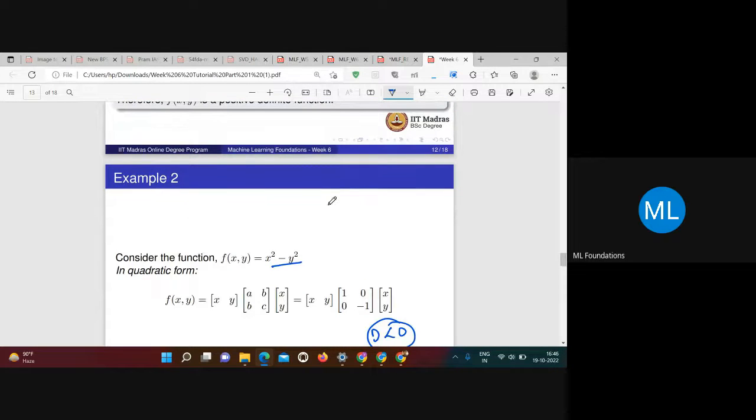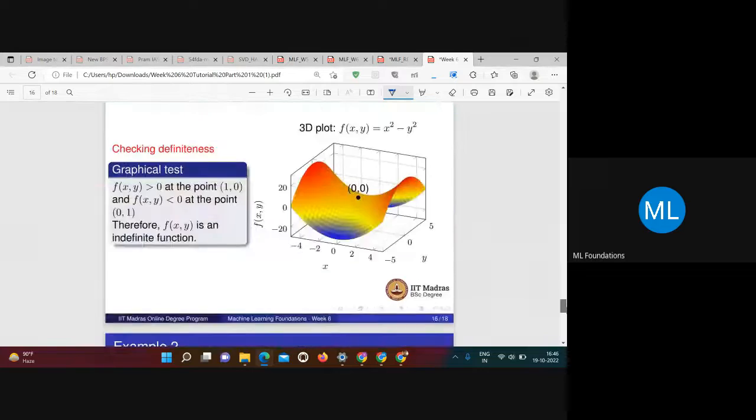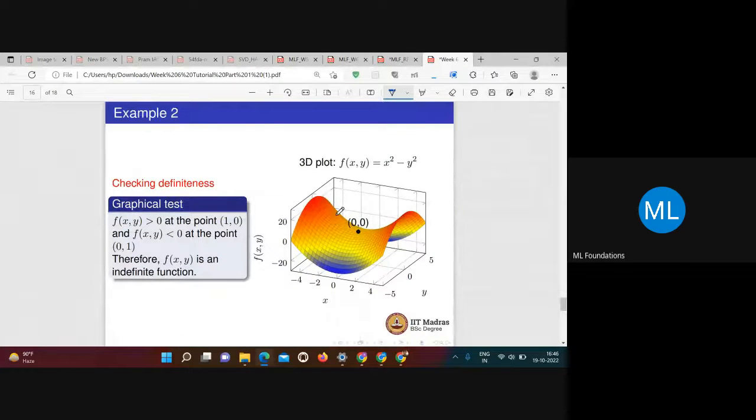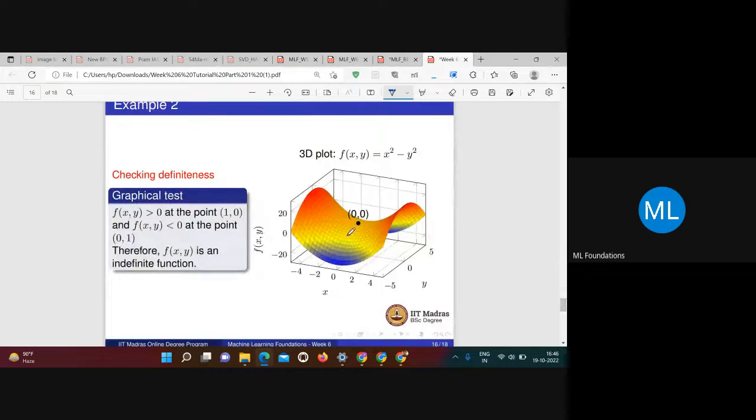So these were the conditions. There were 4 or 5 conditions. For all the other cases, D was greater than 0. For a saddle point, D was less than 0. So this is the last condition that we are getting. D is less than 0, so we can't say much about this. You can also see this from the plot. For the plot, 0 0 is the stationary point. If you move on this side, the value of the function is increasing. But if you move on this side, the function value is decreasing. So for this you can't say much about the function.